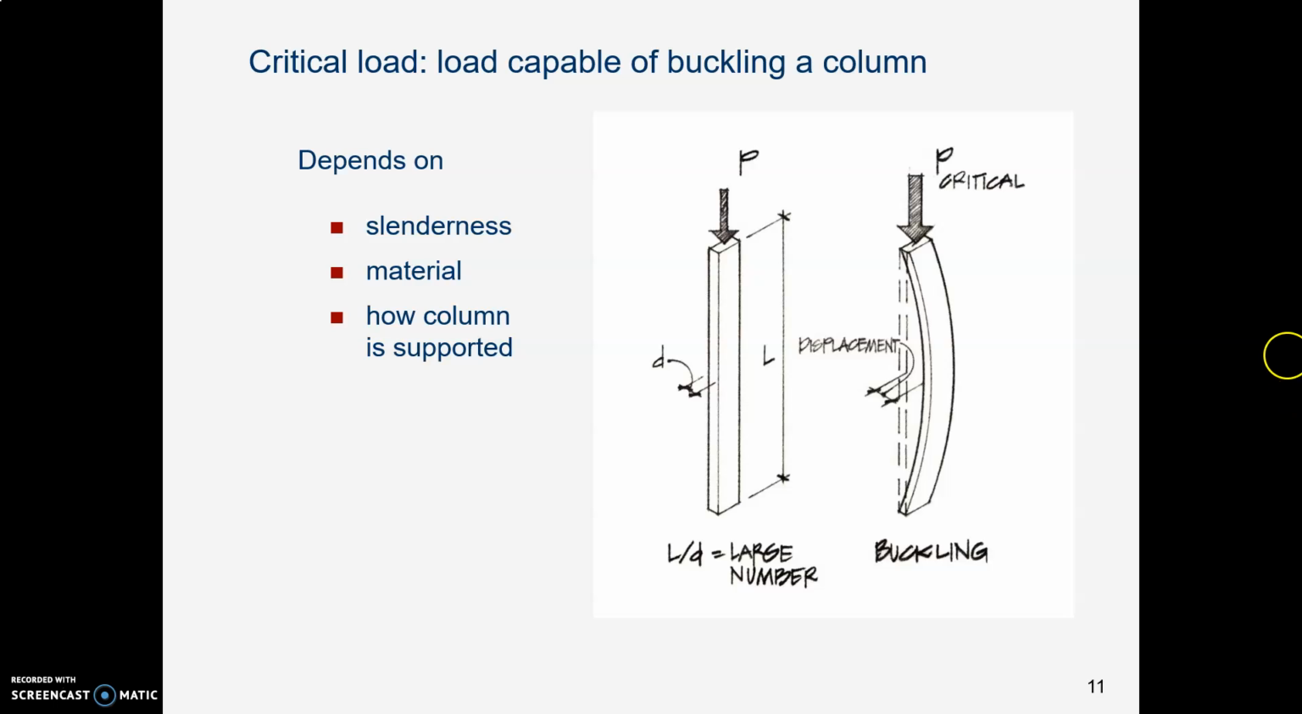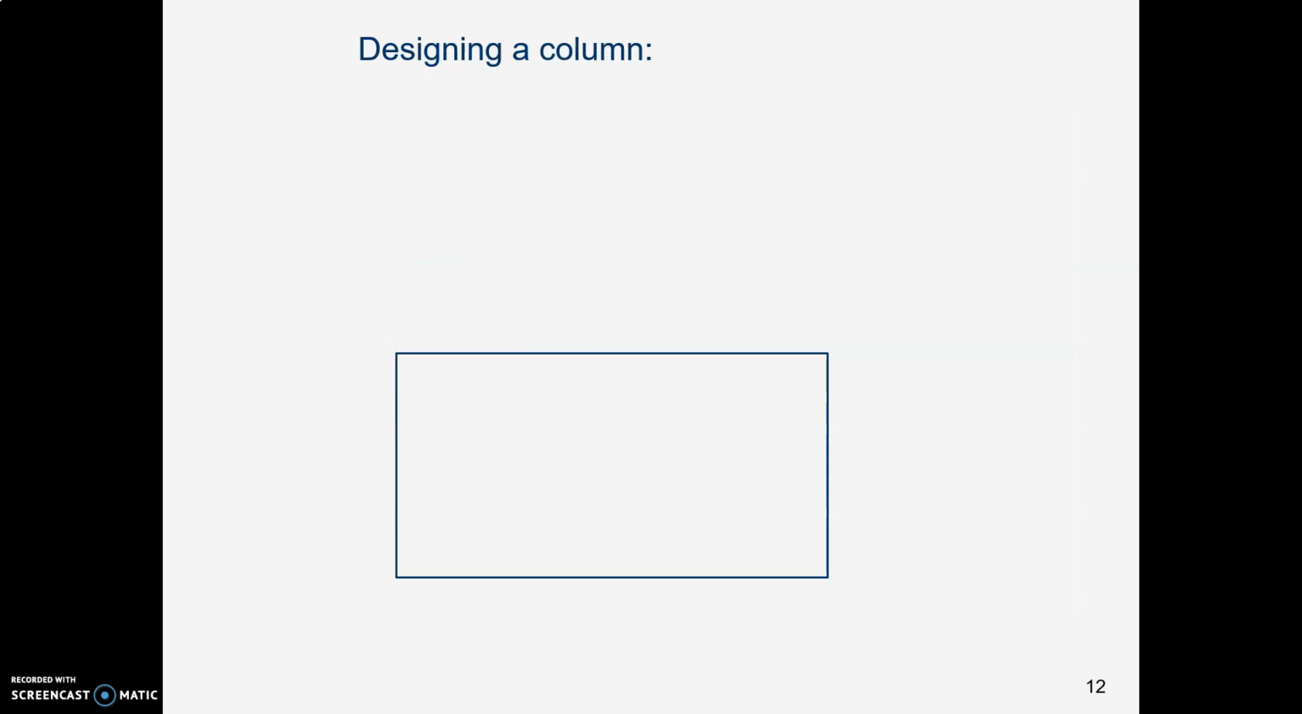That critical load that will cause the column to buckle depends on how long and slender the column is, and what material it is made of. So a rubber column will buckle sooner than a steel column. And how is it supported? Is it pinned at each end? Is it fixed in concrete at each end? And so forth. We'll look at that next time.